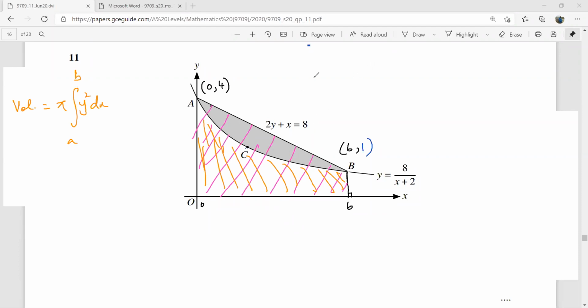So let's first of all write this as y is equal to 8 minus x over 2. Let me write it like this. And its square, y square, is going to be 8 minus x whole square over 4. That is one thing. And the second equation, it is already y, so I'm just going to square that. 8 square over x plus 2 whole square. So I can write it as 64 into x plus 2 raised to power minus 2.